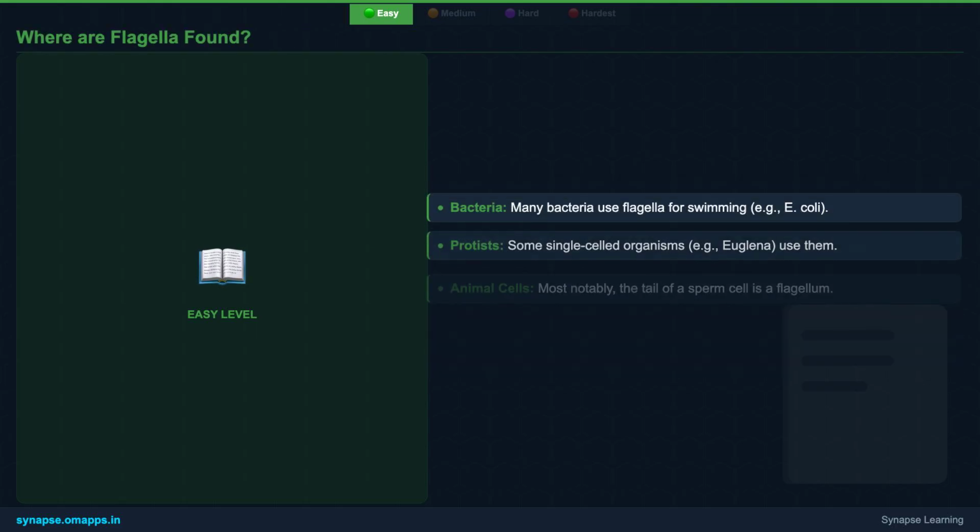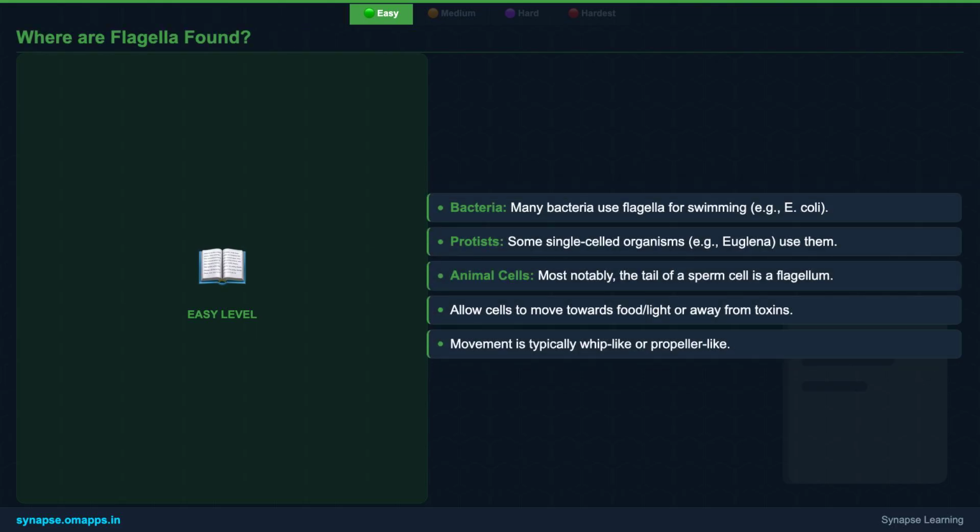So, where do we find these amazing structures? Flagella are quite widespread in the biological world. Many bacteria rely on them to swim towards food or away from danger. Some single-celled organisms, known as protists, like the Euglena, also use flagella for propulsion. And perhaps the most familiar example in humans is the tail of a sperm cell, which is a flagellum, enabling it to swim and reach the egg. They work by moving in a whip-like or rotating motion, pushing the cell forward.